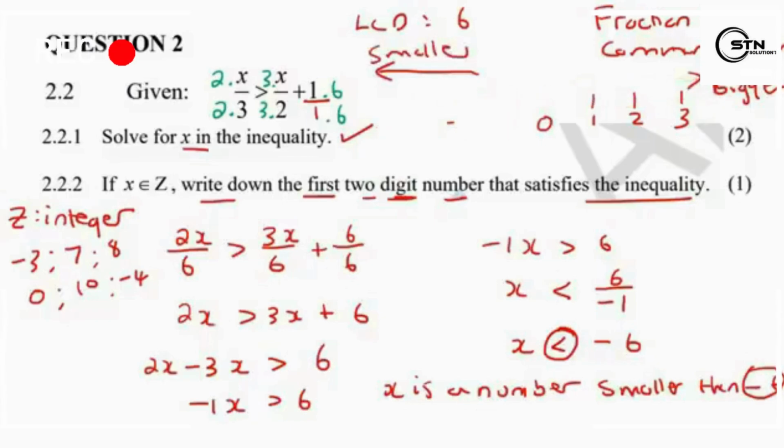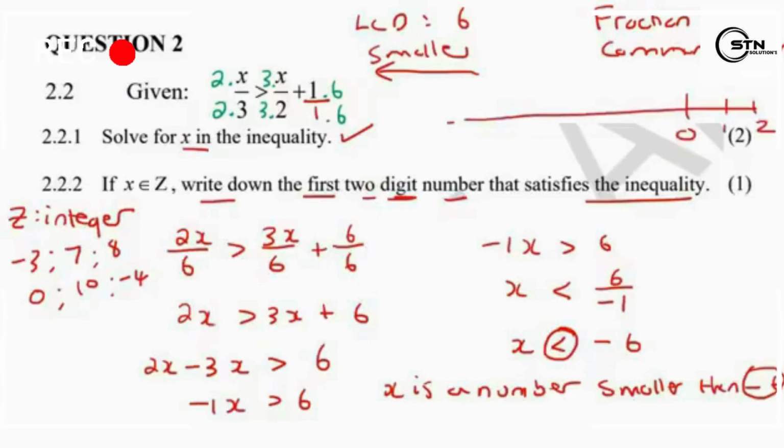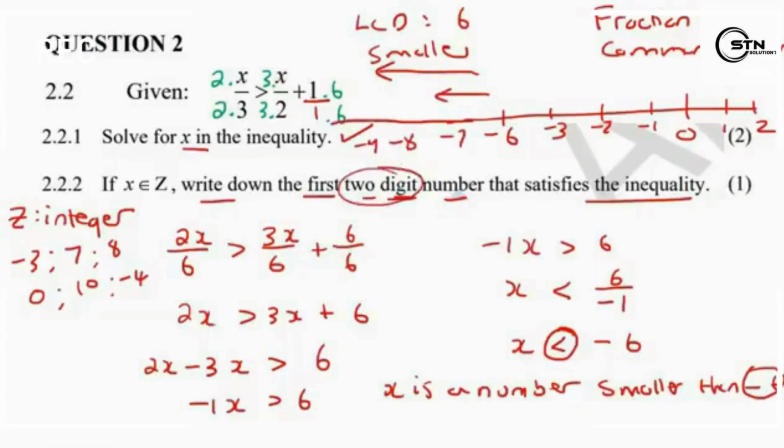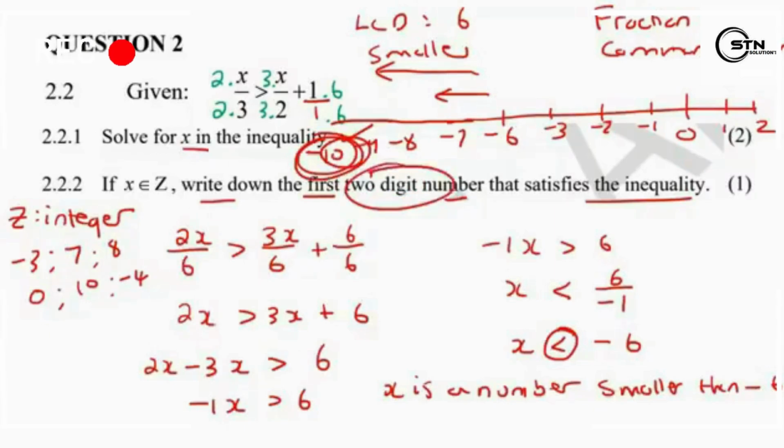So let me just draw this in a better place. So if that's 0, that's 1, that's 2. Then negative 1, negative 2, negative 3. I'm going to skip a few and then just go negative 6. So we need to go even smaller than negative 6. So that would be negative 7, negative 8, negative 9. And they said that it must be a two-digit number. So that would be negative 10. So it says x is a number smaller than negative 6. And it must be the first two-digit number that we see. So it would be negative 10.